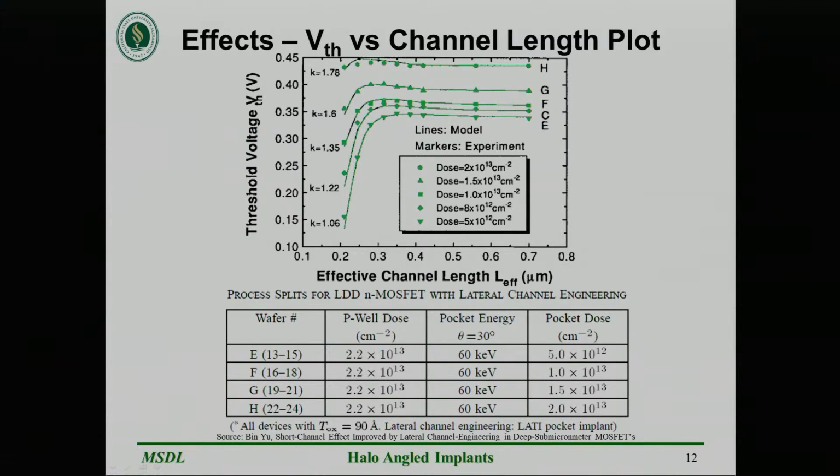Further increasing the doping doses and energy for a pocket halo has more effects, as you can see, making the channel length become shorter with better specifications for the threshold voltage.